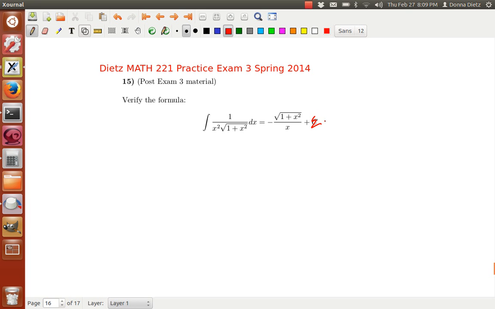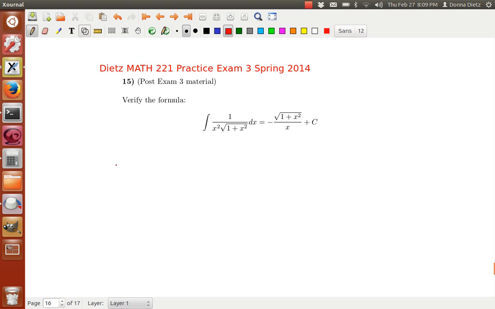Obviously, the constant's going to disappear, so we don't care about that. How are we going to take the derivative? Well, there's more than one way of doing it. You could actually rewrite it, you could bring the x inside if you want, but that's going to be a pain. Okay, so we're not going to do it that way. So let's just use either the quotient rule or the product rule.